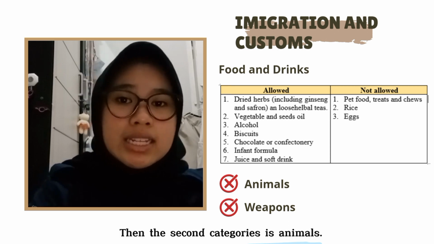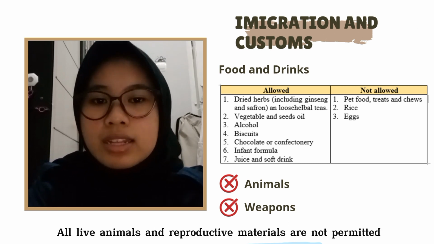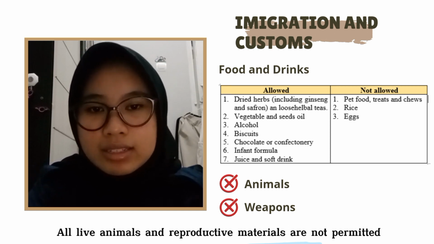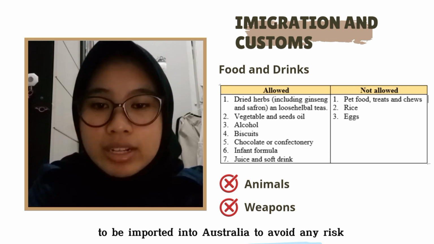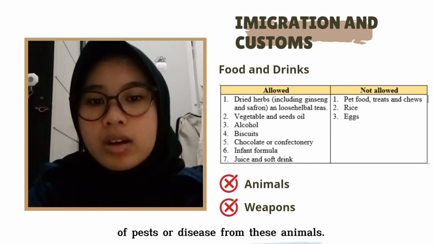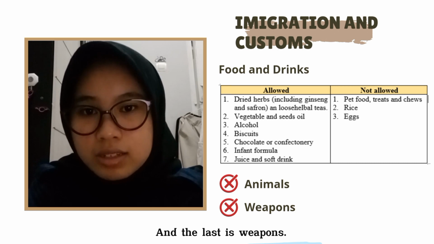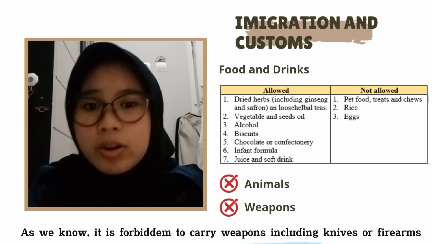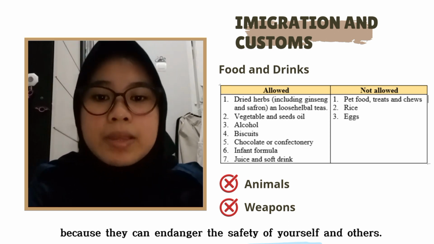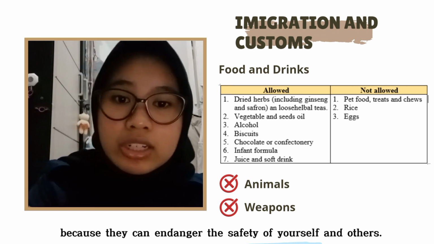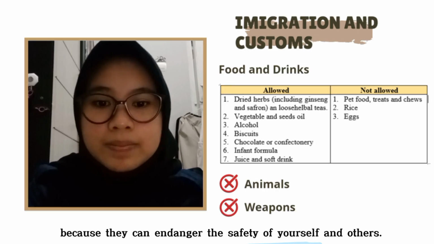Then the second category is animals. All live animals and reproductive materials are not permitted to be imported into Australia to avoid any risks of pests or disease from these animals. And last is weapons. As we know, it is forbidden to carry weapons including knives or firearms because they can endanger the safety of yourself and others.